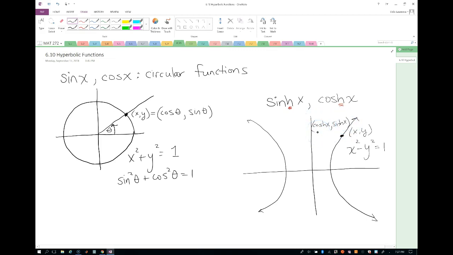So it's got a lot in common with our regular trig functions. There's just a little bit of a difference. First of all, in the notation we see with the h and the fact that they satisfy a hyperbola instead of a circle. Those similarities are actually going to make the calculus part of this really easy.